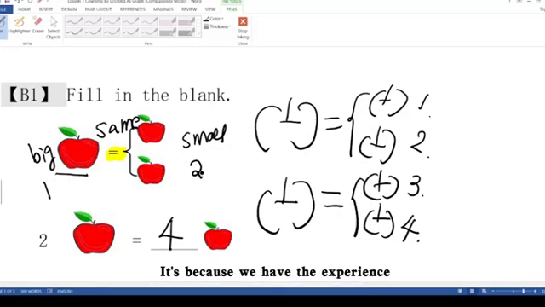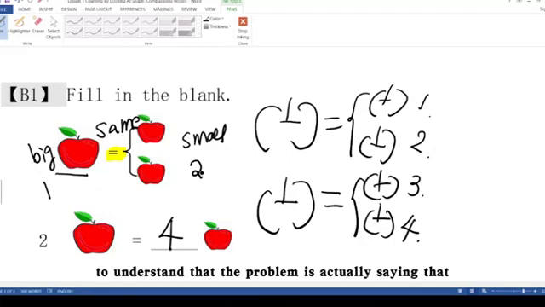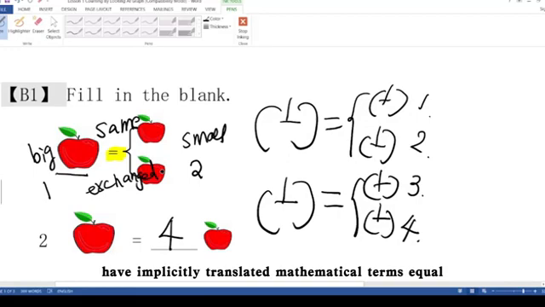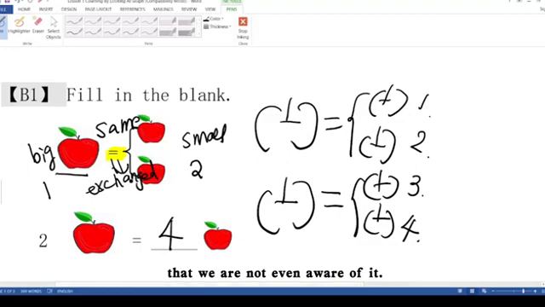It's because we have the experience to understand that the problem is actually saying that one big apple can be exchanged for two small apples. We, as adults, have implicitly translated the mathematical term equal to the concept of exchange. This process happens so quickly in our mind that we are not even aware of it.